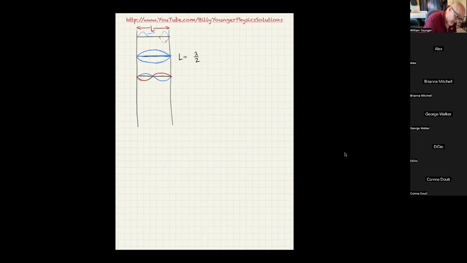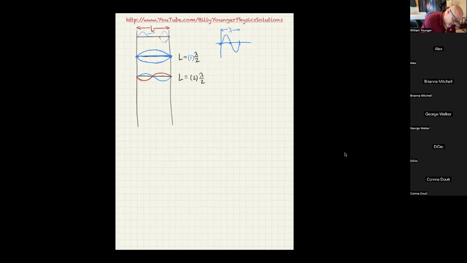wavelength over two. Remember, we can always use one cycle of the sine wave or one cycle of the cosine wave to represent a wavelength. And you see from here to here, that's obviously a half a wavelength. So that's why I knew that. We could also call that one times the wavelength over two. Now, in this case, down here, the next one, L is actually equal to 2 times lambda over 2.